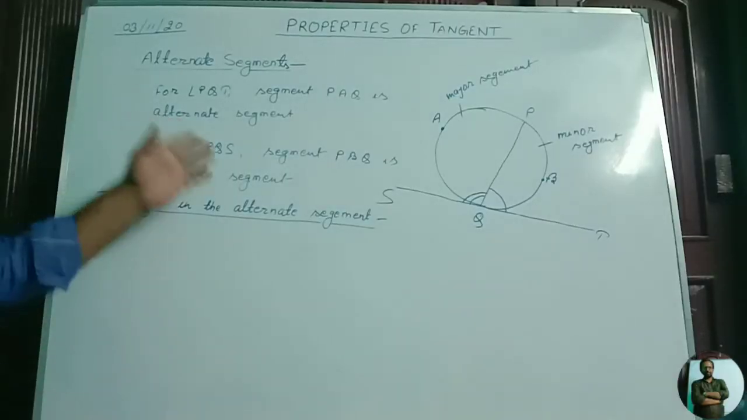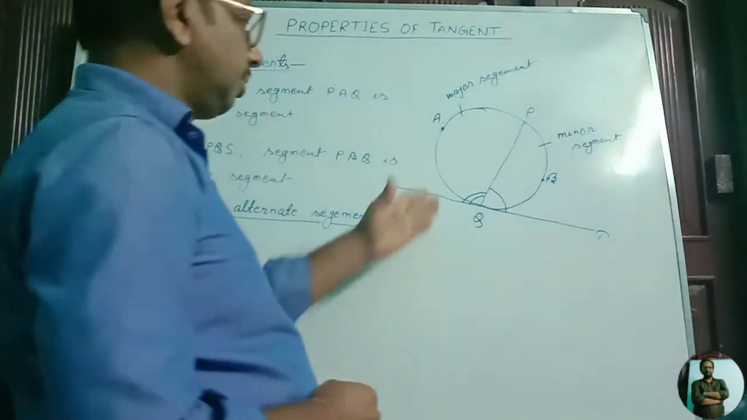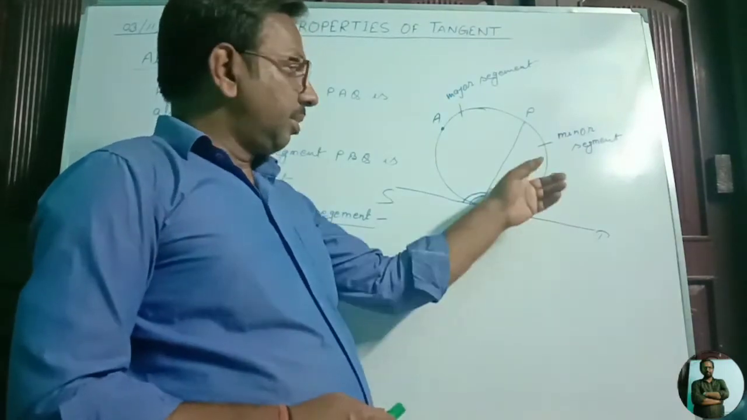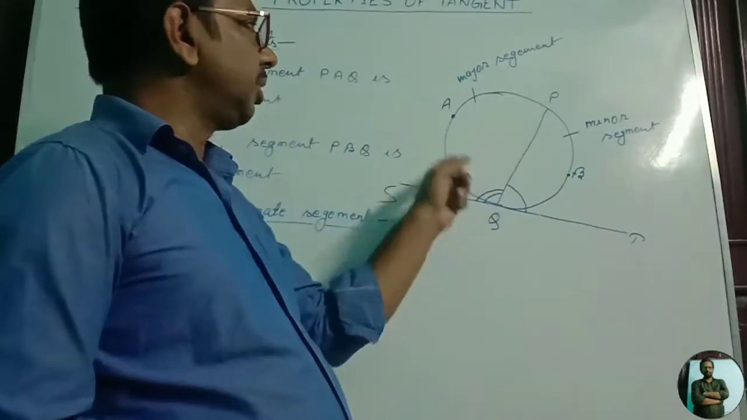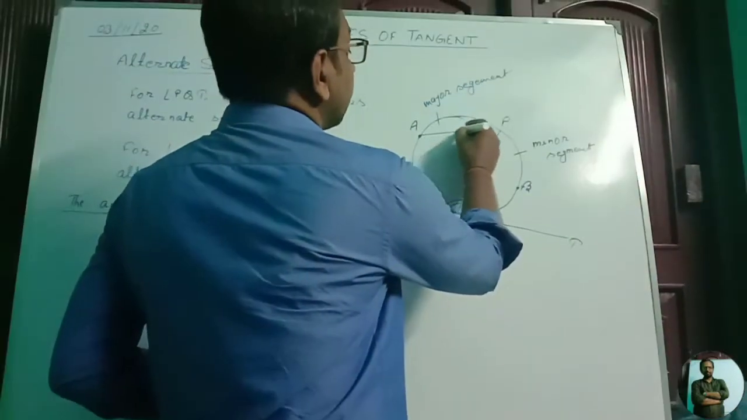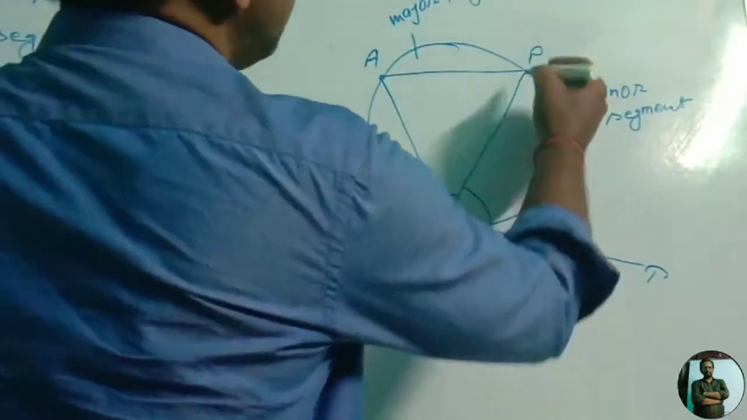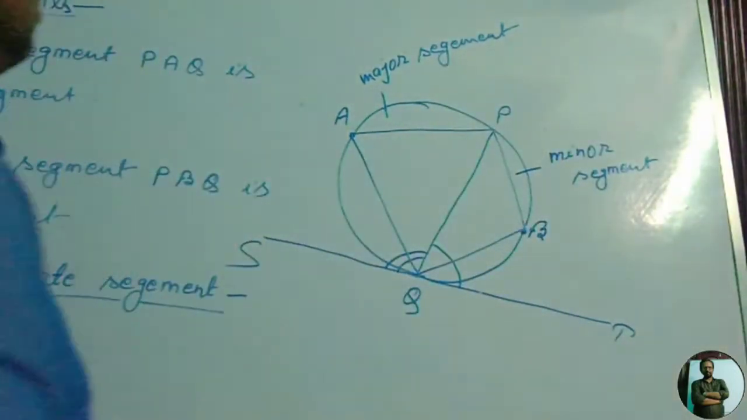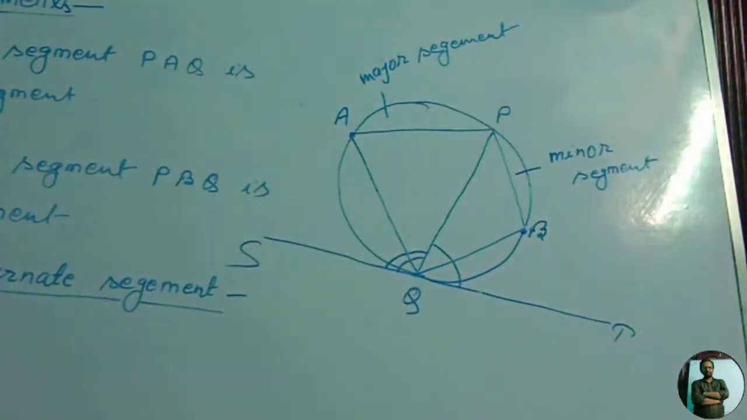Our next topic is the angle in the alternate segment. As you know, the circle is divided into two segments, minor segment and major segment. PBQ is the minor segment and PAQ is the major segment. Now, if we join these points to the end points of the chord PQ, we get the angles PAQ and PBQ.